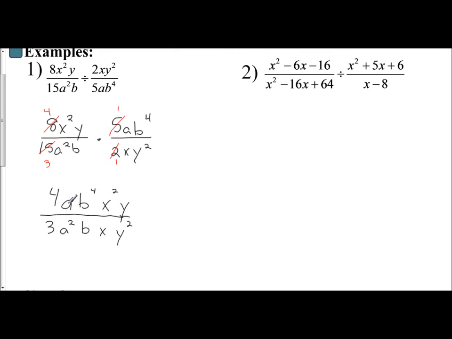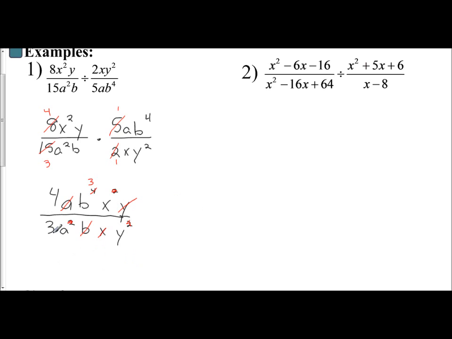For example, I see I have 1a in the top and 2a in the bottom. So the 1a can cancel here and 1a can cancel here. I have 4 b's in the top, only 1 at the bottom. So 1b can cancel here and here, which changes this to b cubed. X squared over x becomes an x in the top. Y over y squared becomes a y in the bottom.